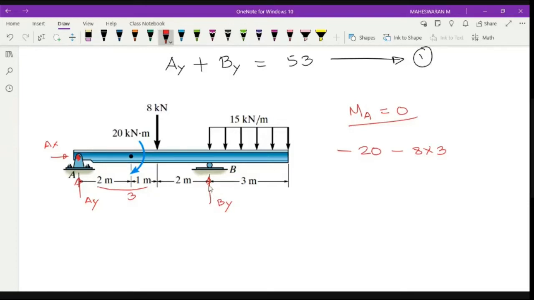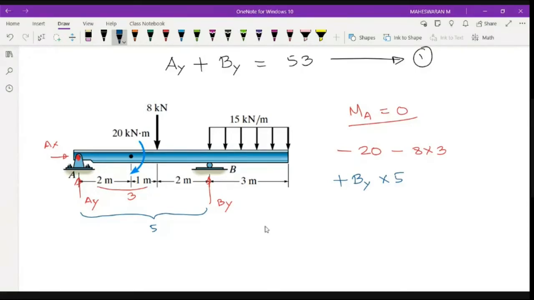Next, this By. Let me go for this By. From By to your A, what is the distance? So 2 plus 3, totally 5, right? My distance is 5. In that case, this By is rotating in anti-clockwise direction. So plus By into 5, right? Any doubt up to this? No, sir.